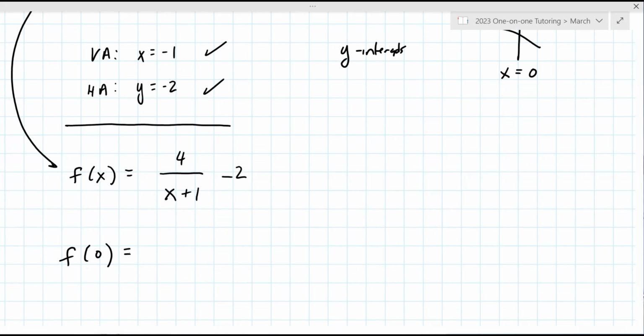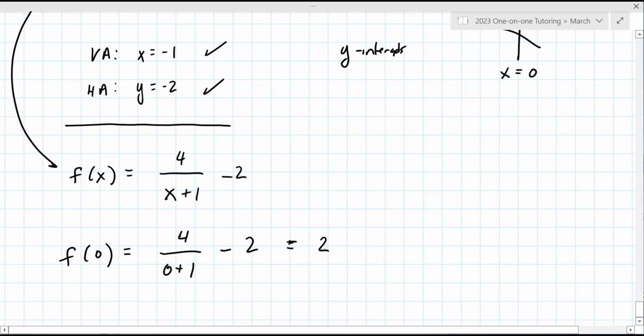Okay. So could you do that for us, please? Could you put 0 in for x and simplify this expression? Just 4 over 1 minus 2. So what does that reduce to? Do everything: add, then divide, then subtract. There's 4 over 1 minus 2. What does that become? 2. Very good.